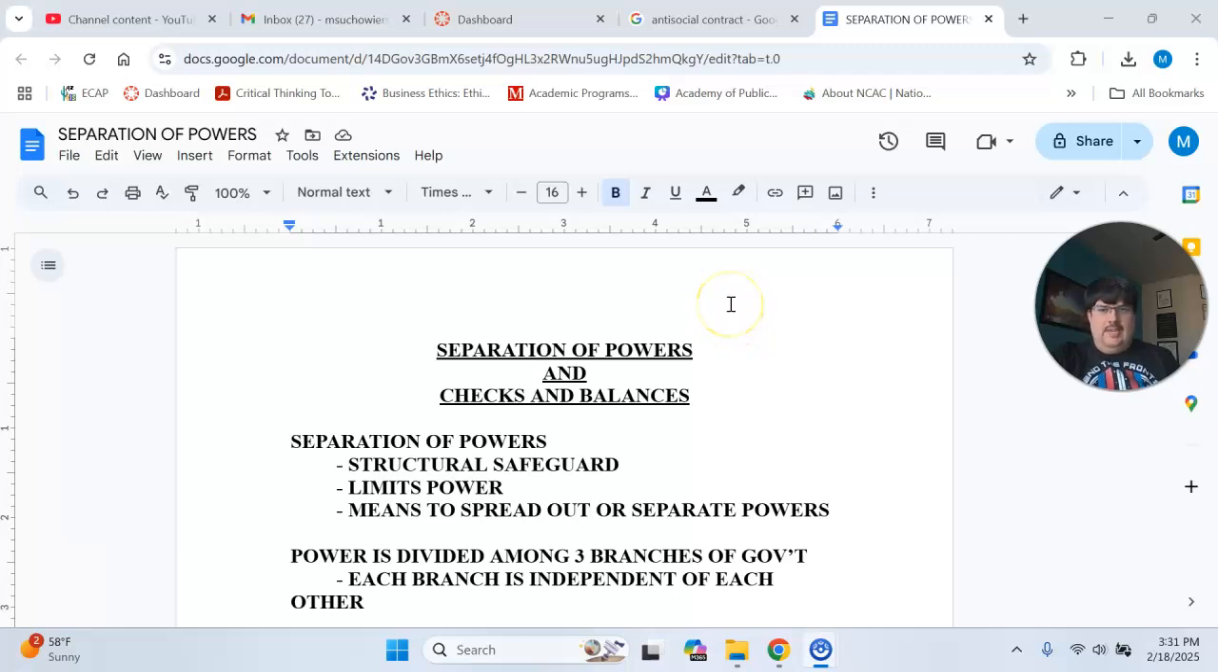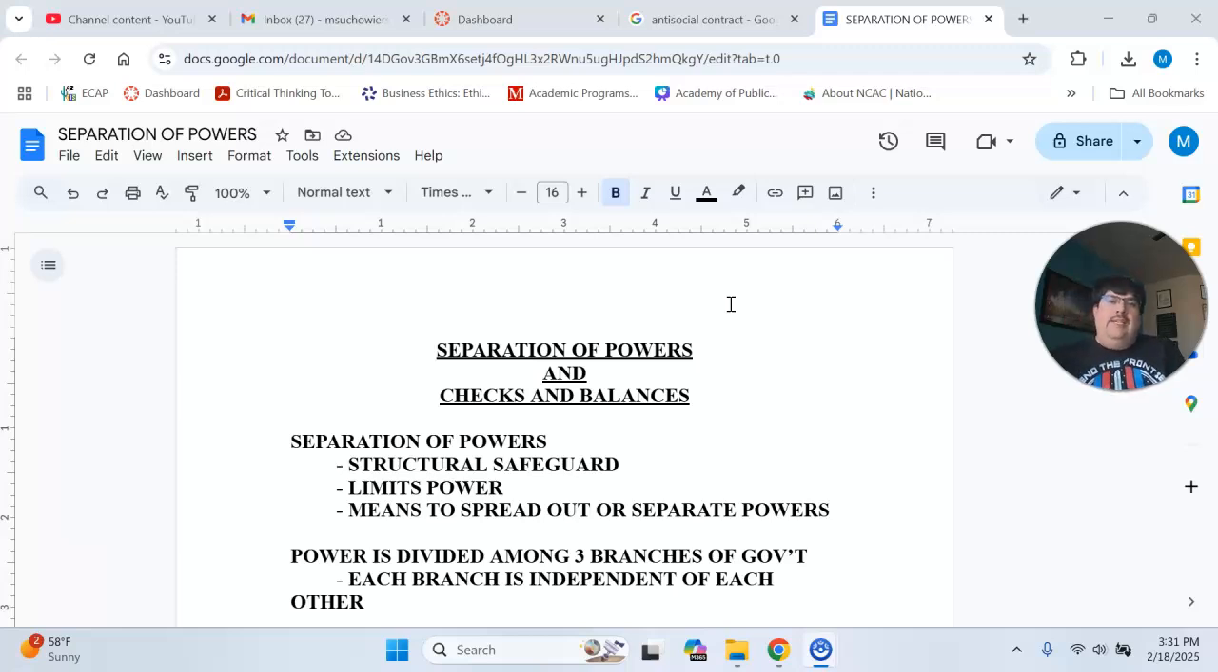So we are, once again, talking about separation of powers and checks and balances. And once again, I might go too quickly and also say once again too many times, but we will get there, right? Okay, separation of powers. We're going to start with that.